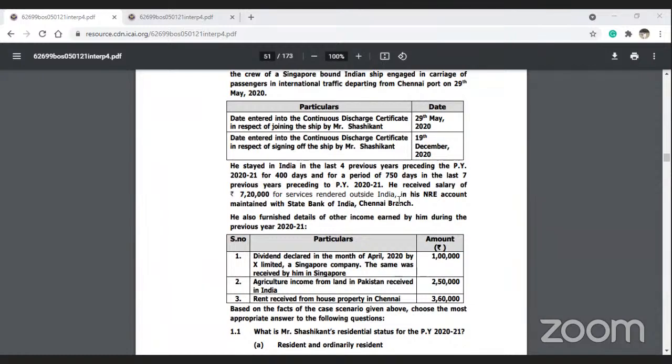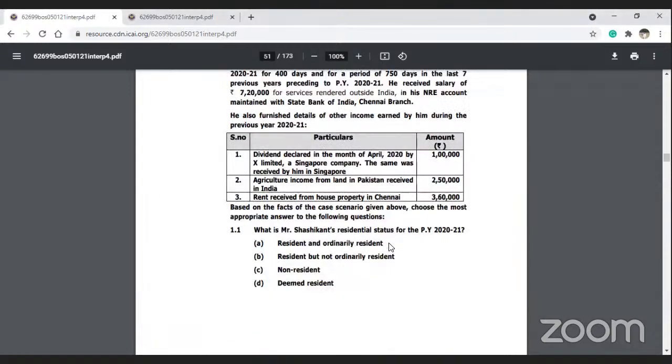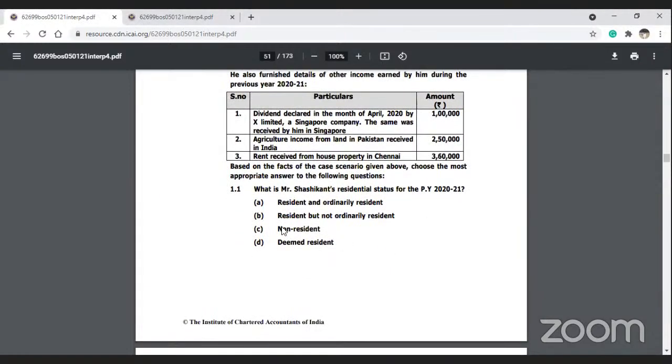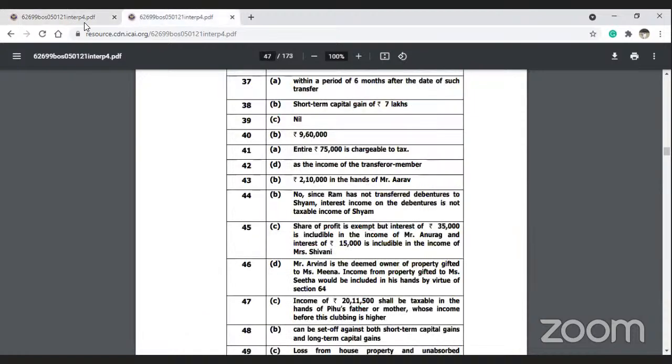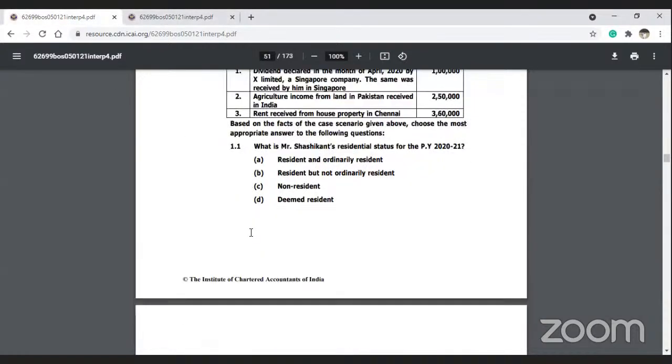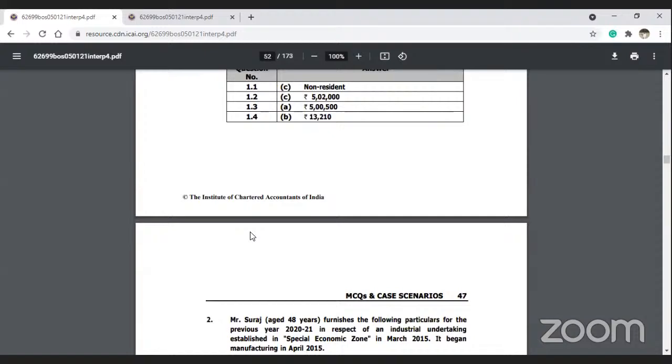Yes. So if the first condition is not satisfied, then we'll check the other conditions. No, if only one condition is not satisfied, then he's non-resident. He is non-resident. Yes. Okay, non-resident, that is not a single ordinary resident condition or something. So he's a non-resident. Check, it is there only, below this only. Yeah, below that. Non-resident.